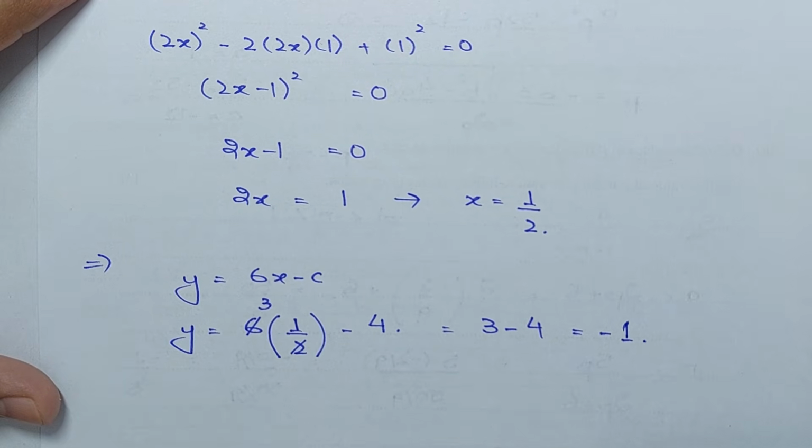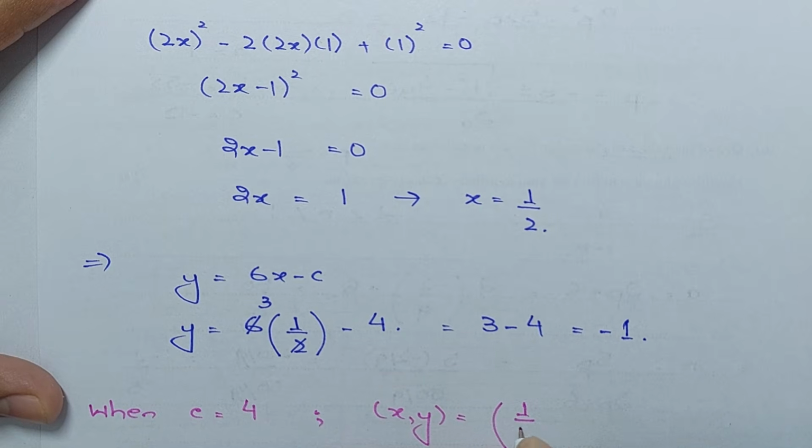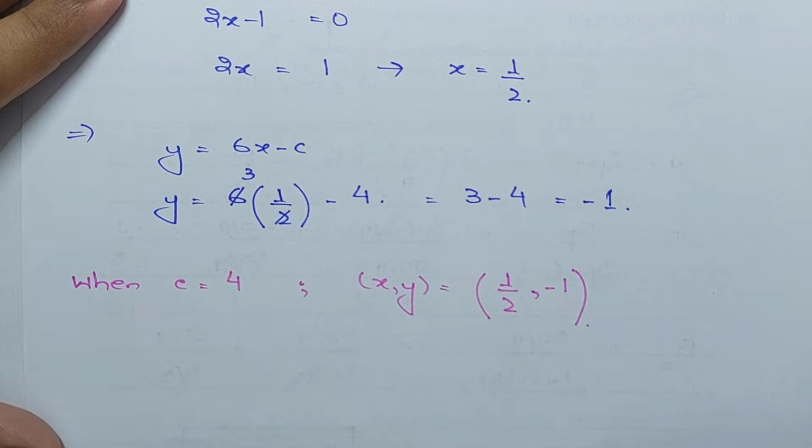So the second case we can say when c is equals to 4, the coordinates of the point P, the xy coordinate, the x coordinate is 1 by 2 and the y coordinate is negative 1. So these are the coordinates for point P.